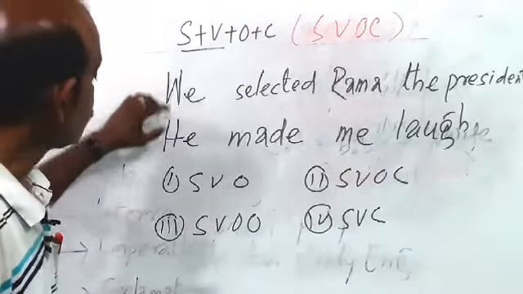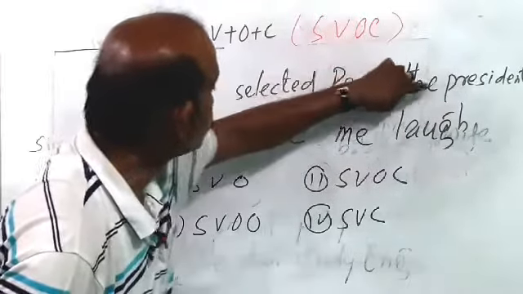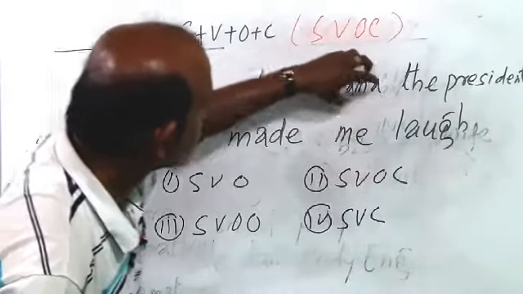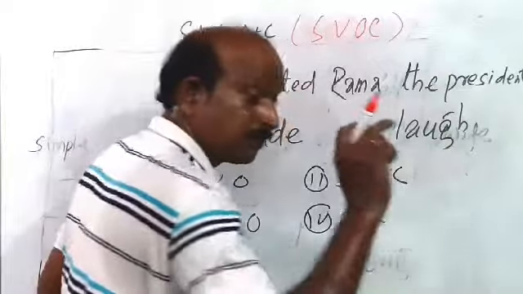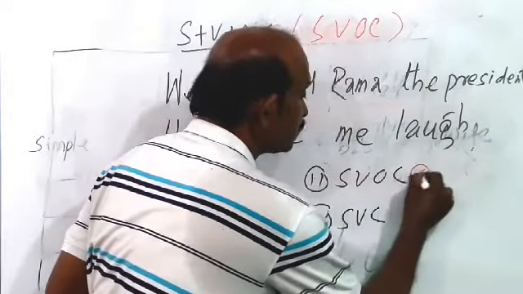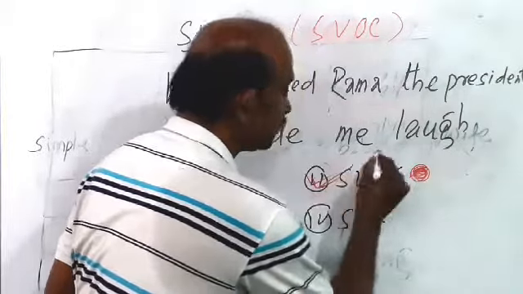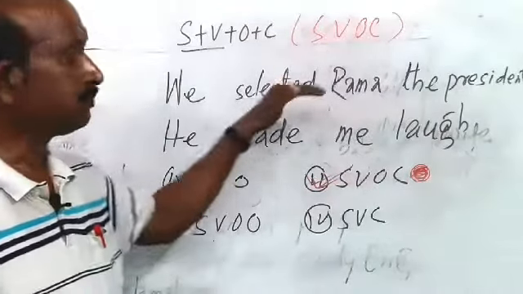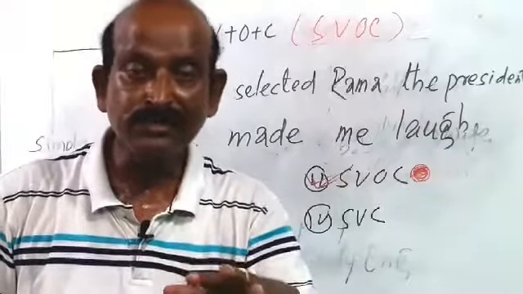And follow here, what is the pattern? We selected Rama, the president. Subject plus verb plus object plus complement. So in the OMR sheet, you will have to encircle this one. So this is the correct answer. Am I clear? In the board exam, you can get a question like this from the pattern, and you will have to write the right pattern.